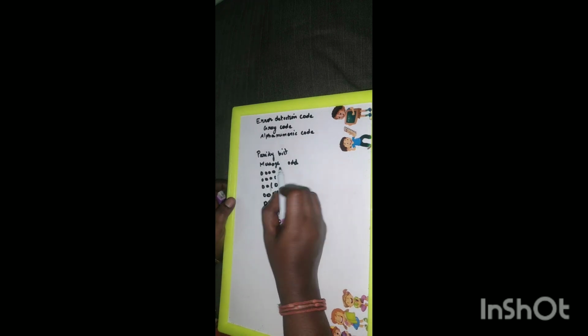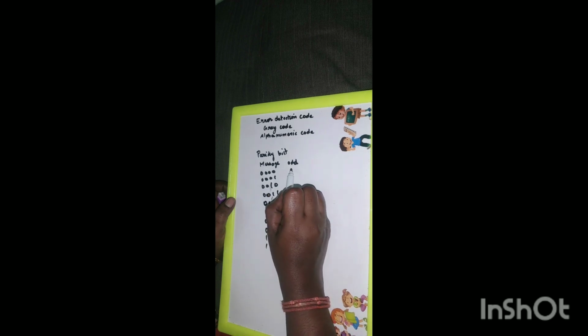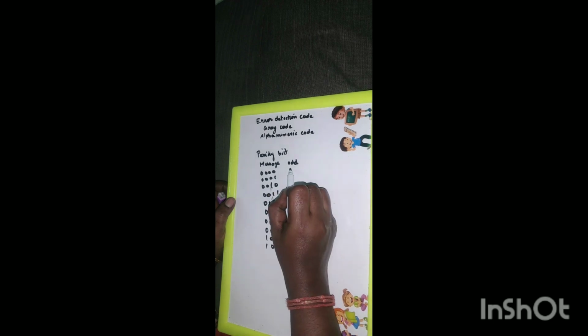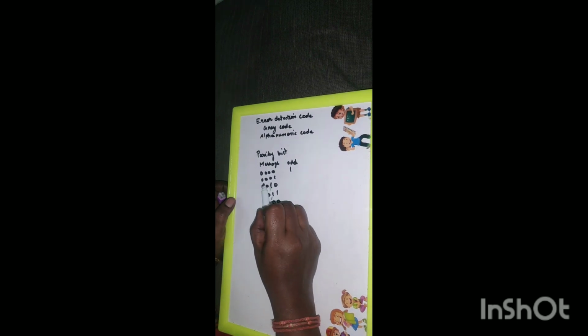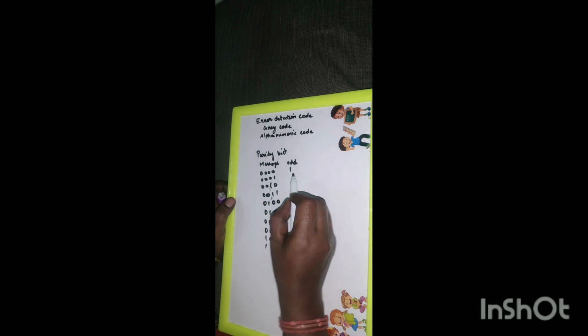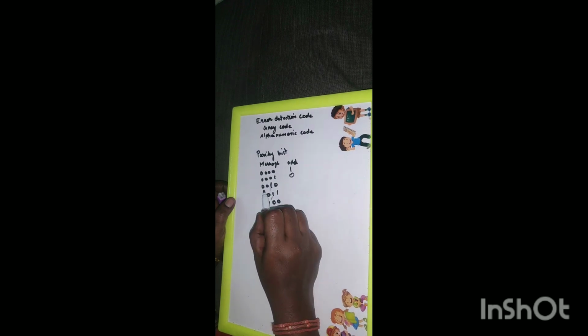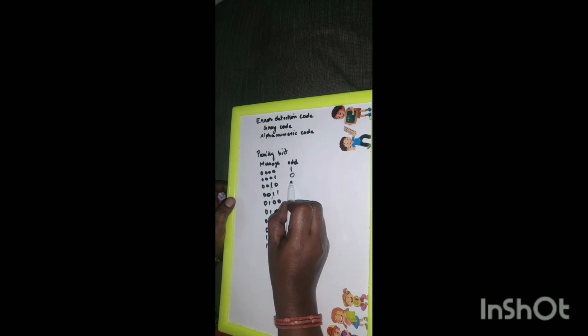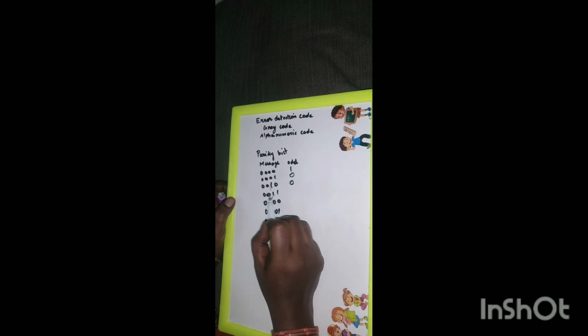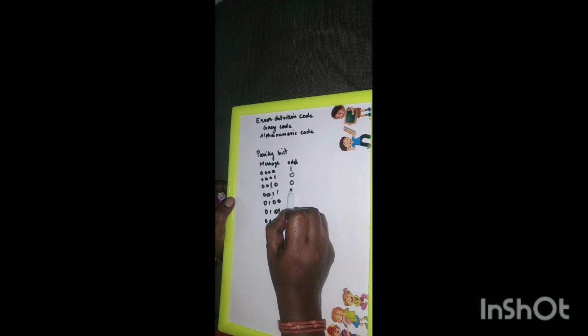First message is 0 0 0 0. There is no 1 in the message, so to have an odd number of ones, the odd parity will be 1. Here in the second message 0 0 0 1, an odd number of 1s is there, so the odd parity should be 0. The next is 0 0 1 0, one odd number of 1, so odd parity is 0. For 0 0 1 1, there is an even number of ones in the message, so we should add 1 to make the message have an odd number of ones.